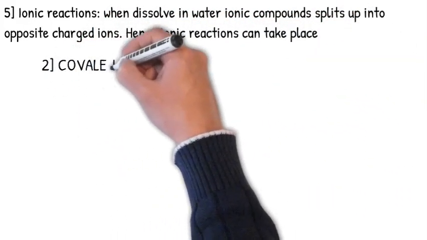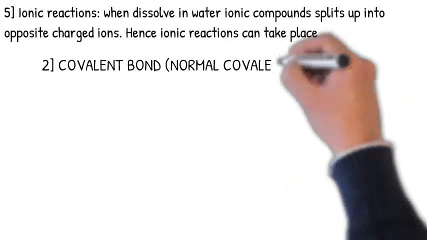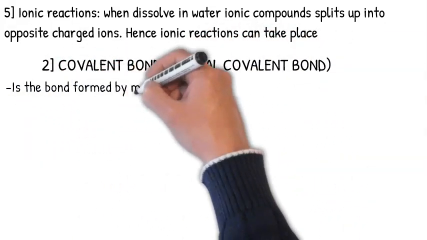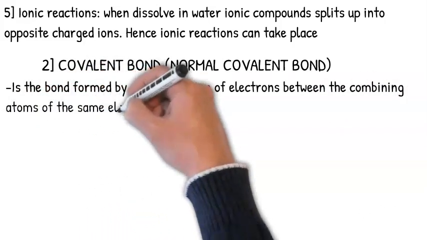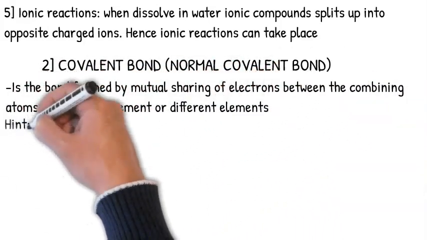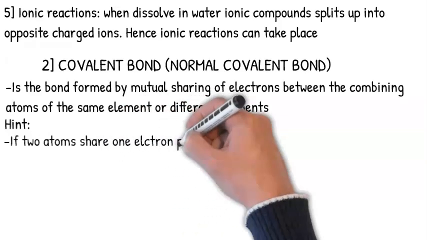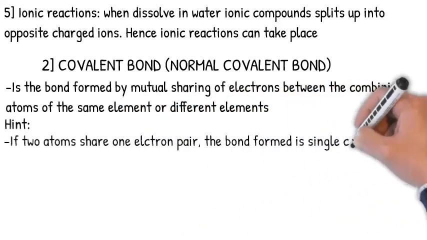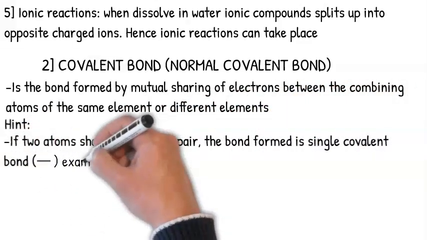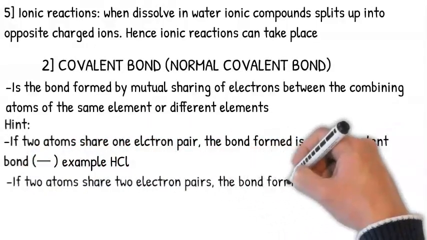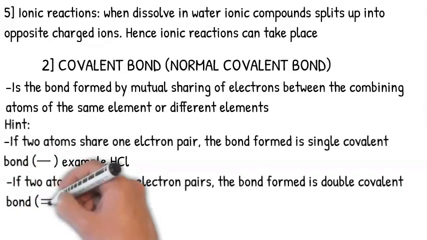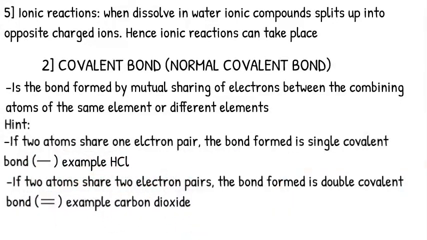Number 2. Covalent bond or normal covalent bond is a bond formed by mutual sharing of electrons between the combining atoms of the same element or different elements. Hint: if two atoms share one electron pair, the bond formed is single covalent bond. Example: hydrogen chloride. If two atoms share two electron pairs, the bond formed is double covalent bond. Example: carbon dioxide.